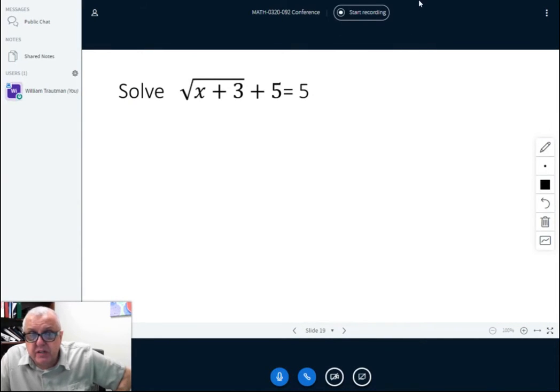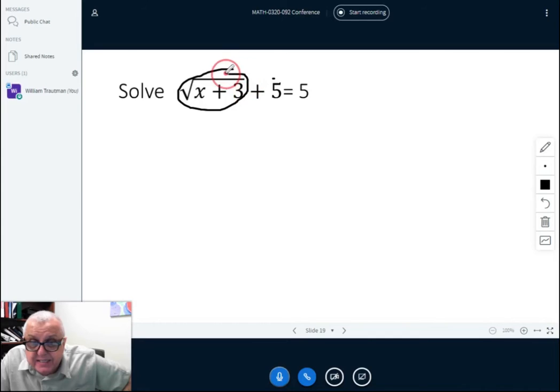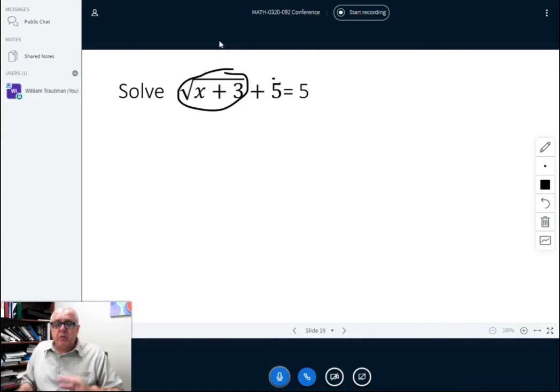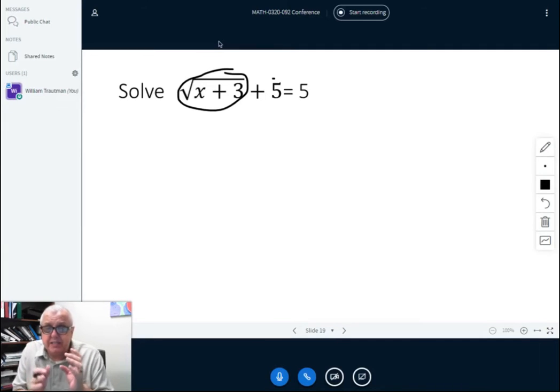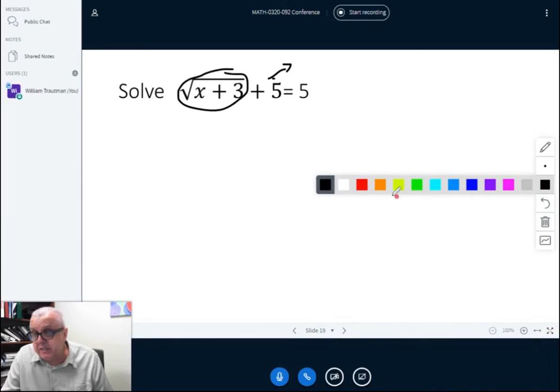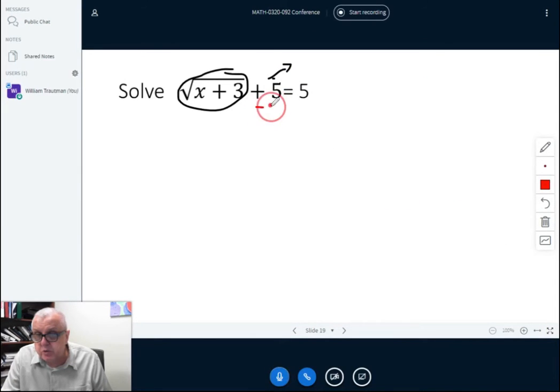All right, solving a square root problem. First, we want to get the radical, the square root, by itself. So our goal is the same as when we did the absolute value problem, where you got the absolute value by itself on one side. We're doing the same thing for the square root. I need to get rid of the 5. It's a positive 5, so I'm going to subtract 5 from both sides.